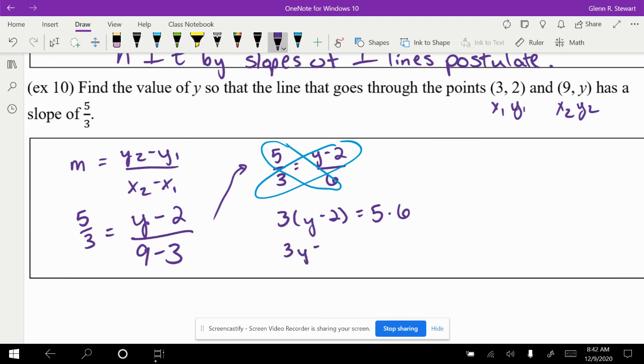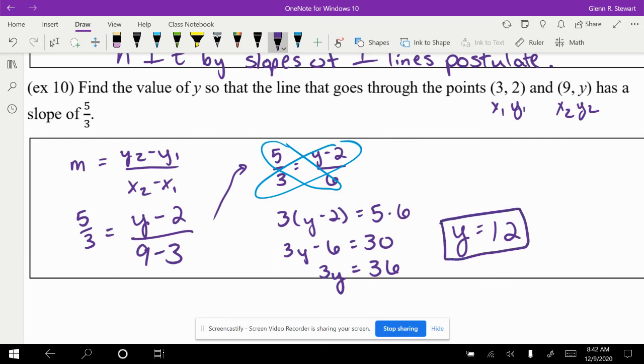So 3y minus 6 is equal to 30. I'm going to add 6 to both sides, so 3y is equal to 36. And then divide by 3, so my y value is equal to 12. And if you want to, you can even check your work by plugging the 12 back in to your coordinate points, trying to solve for your slope and making sure that you get 5 over 3.